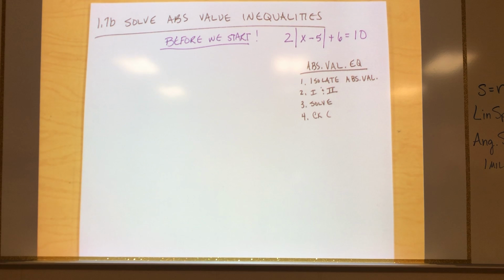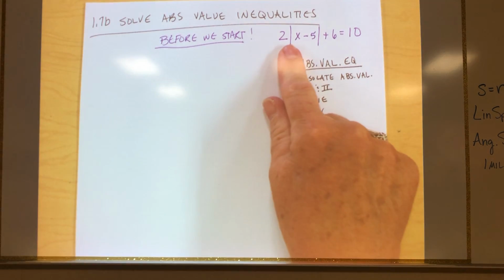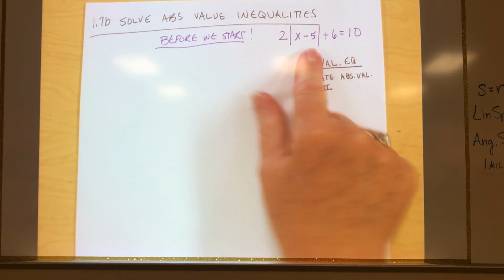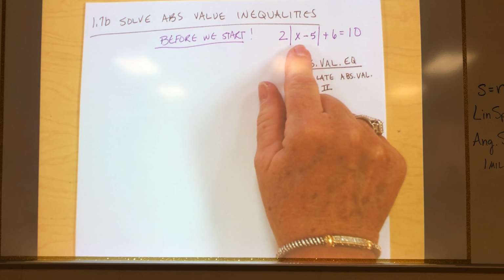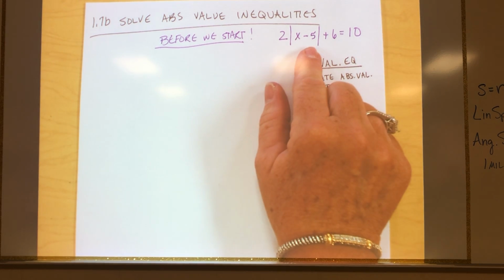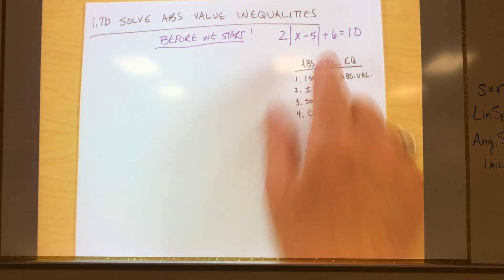Okay, you got 3 things? Somebody want to give me one of them? Come on, be brave. Yes? There is no distributive property. Very important, okay? You cannot distribute through an absolute value. So you can't just call this 2 times the absolute value of x or 2x or whatever. You cannot distribute throughout an absolute value, okay?